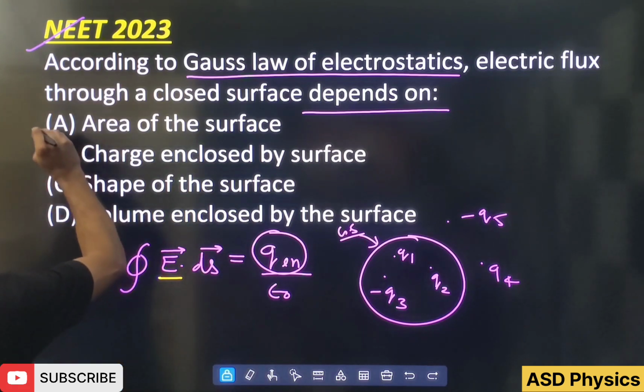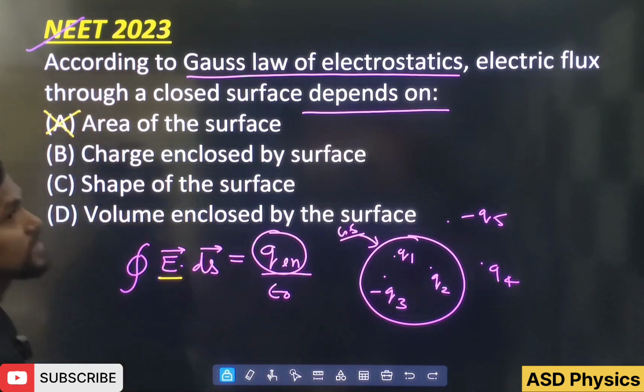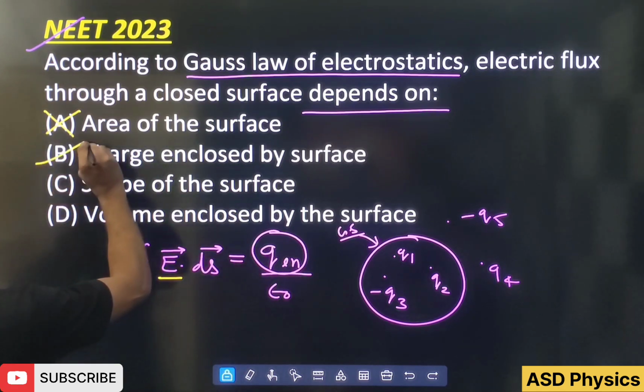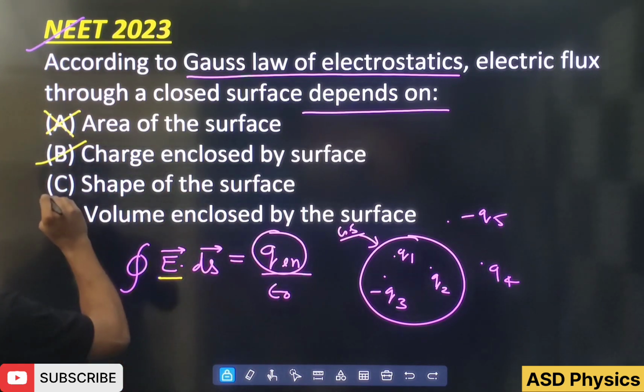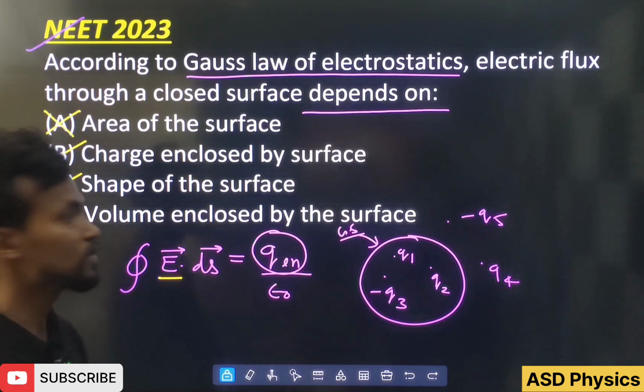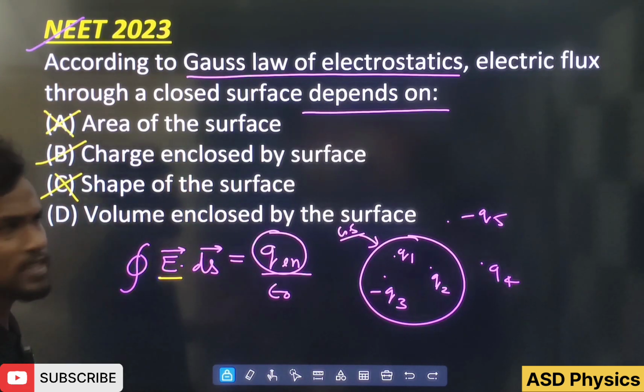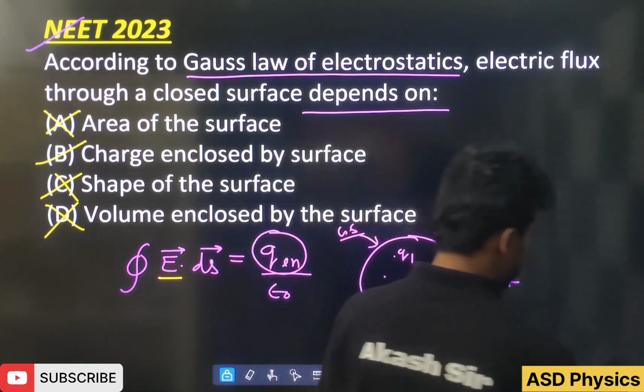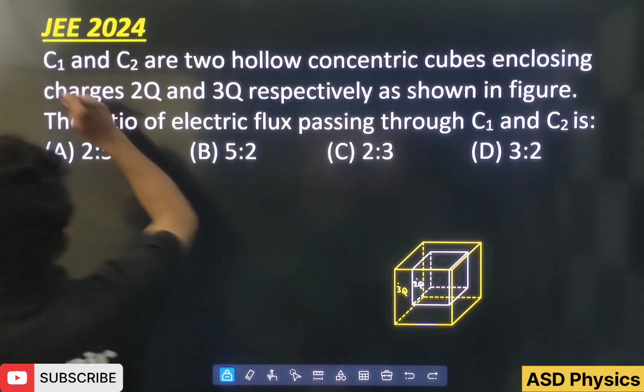So let's see here. Area of the surface, no, it does not depend upon the area of the surface. Charge enclosed by the surface, yes, we can see here the charge enclosed by the surface. Shape of the surface, no, it does not depend upon the shape of the surface also. Volume enclosed by the surface, no, volume also it does not depend here. Okay, so very basic.